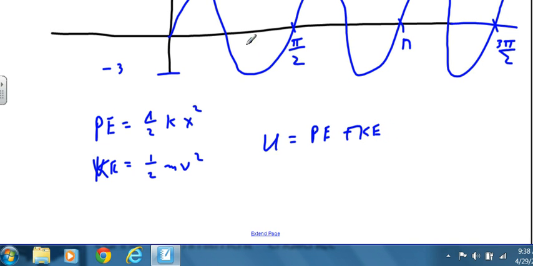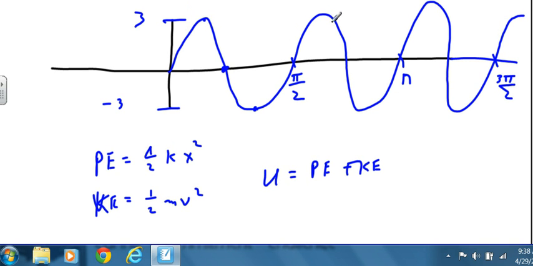Now, the kinetic energy is going to be max as I'm passing through the equilibrium. The kinetic energy is 0 as I get to the top and I change directions. So my potential energy is max when I'm at the top or bottom, and my kinetic energy is max when I go through the zero position. And the total has to be the sum of the two. So we can calculate all kinds of cool things. We can calculate the k and the whatever.